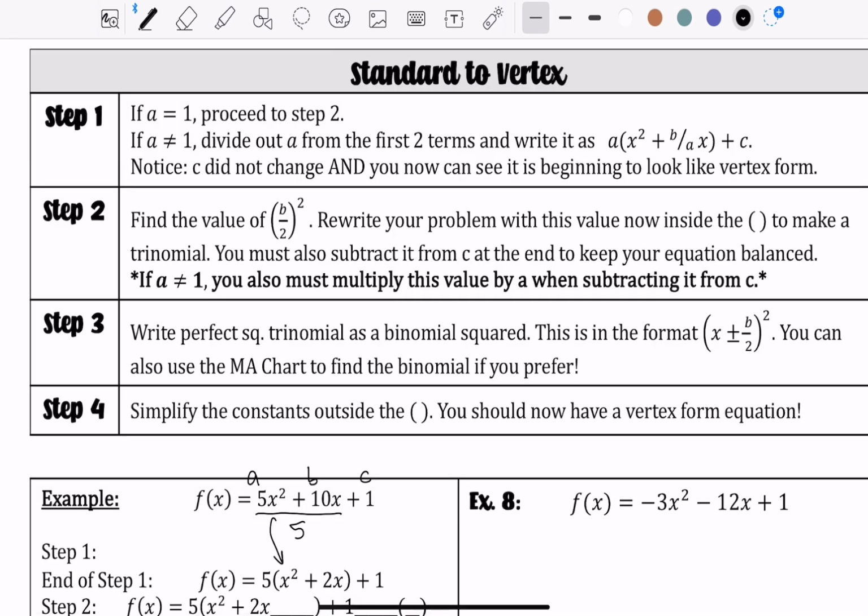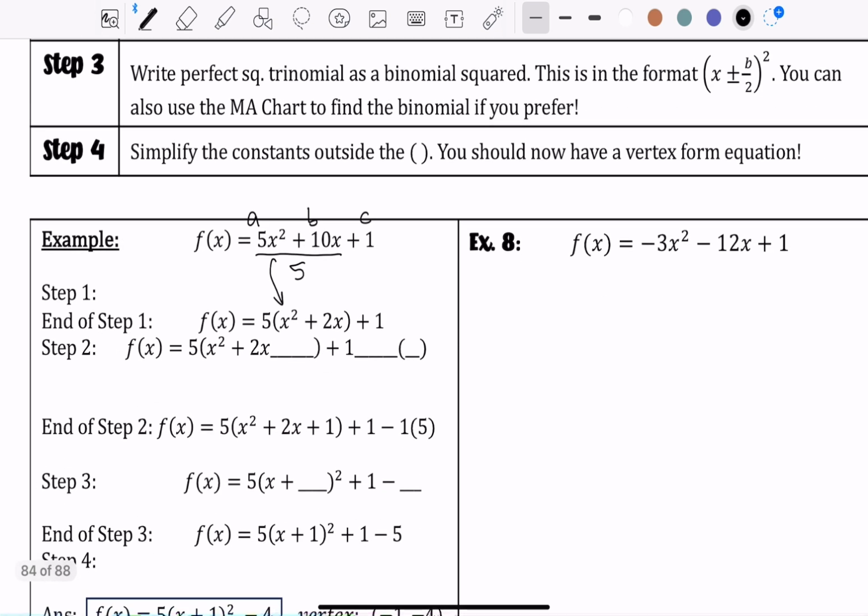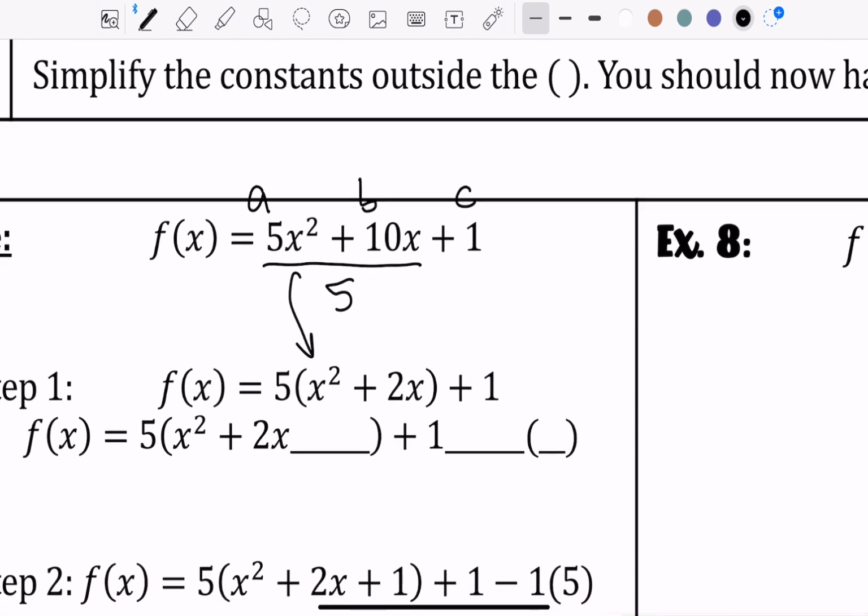Step 2, find the value of B divided by 2 squared. Rewrite the problem with this value now inside the parentheses to make a trinomial. You must also subtract it from C at the end of your equation to keep it balanced. And if A does not equal 1, you must also multiply this value by A when subtracting it from C. This is the step that, in my opinion, is the most confusing. We're going to take it real slow.